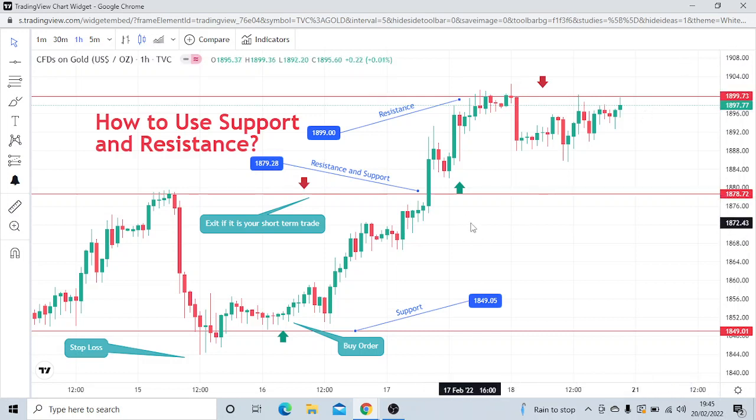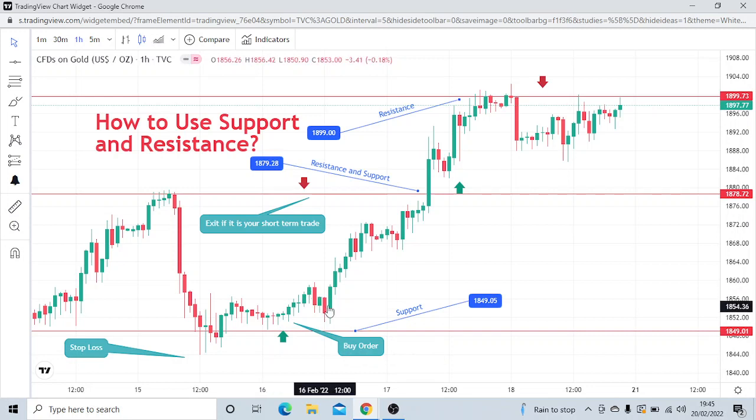Okay, so how do we use this support and resistance level while placing an order? Let's see here: this area might be the buying order area, and you need to put your stop loss somewhere at this area, and then you need to wait. You can see that this is the support level, so based on this support level we need to buy our order here, put the stop loss here and wait.